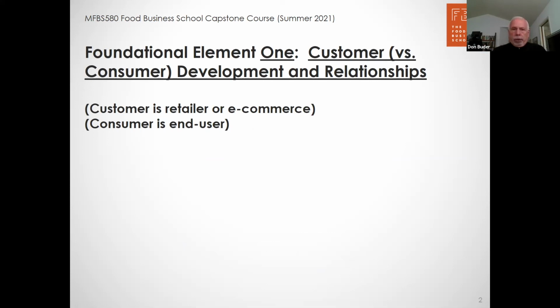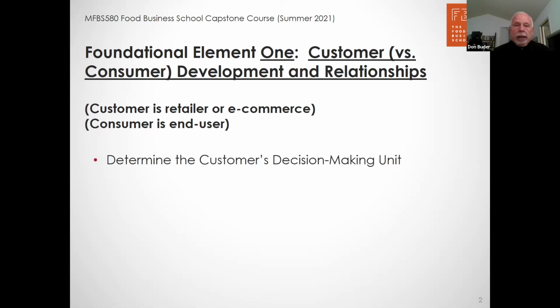So the first foundational element, and we just want to clarify some terminology here, is your customer versus the consumer. The customer that you're selling to, presumably through grocery or online or e-commerce, is the person or the platform that's going to be selling your product to the consumer, the end user. The consumer is the person who is actually consuming your product, and the customer is the next chain in the stream of commerce who's going to get it from you and sell it to the consumer.